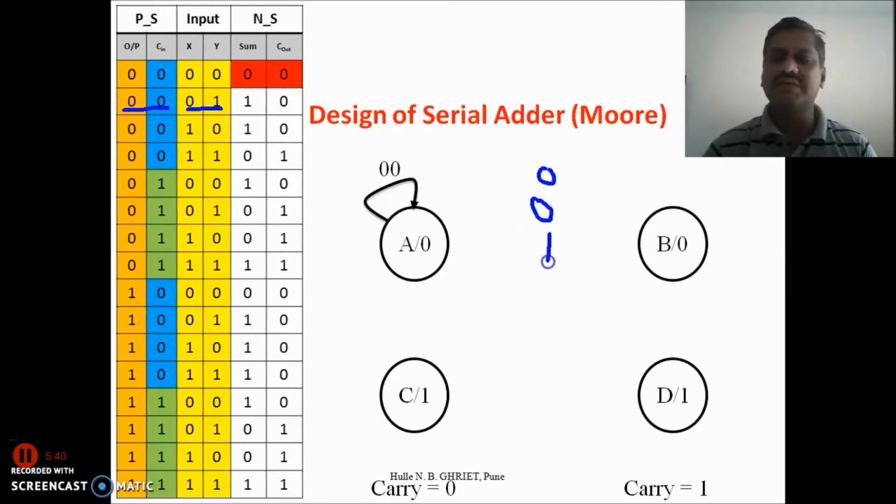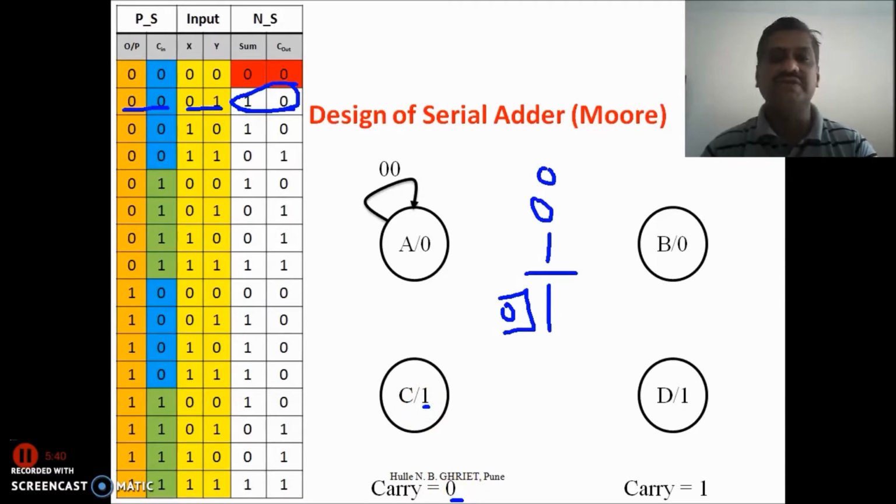0 and 1 means, in this particular case, sum will be 1 and carry will be 0. What will be the next state here? The next state will be 1 0. Sum is 1 and carry is 0 in the next state.